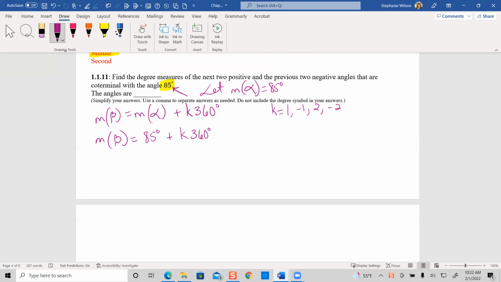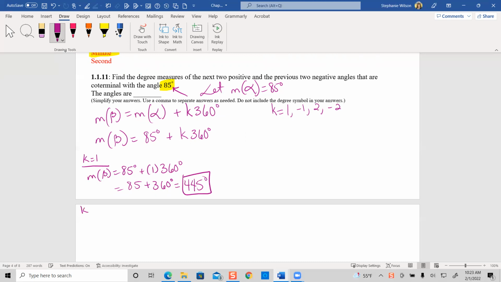And that will give me some points, right? So if we create our table and say when K is equal to 1, then we got the measure of beta is equal to 85 degrees plus 1 times 360 degrees. Well, that's just 85 plus 360 degrees, which is equal to 445 degrees. Okay, so when K is 1, we get beta of 445.